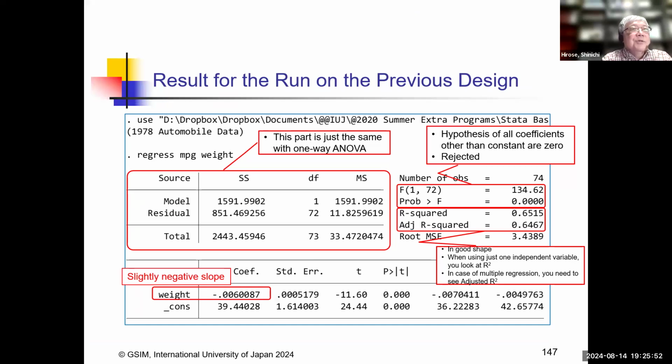Okay. So, since you got it right, I'll go ahead. This part, the sum of square, degree of freedom, and the mean square, is just the same as the one-way ANOVA output. And here we have the hypothesis that all coefficients other than the constant are zero. And since the significance is 0.00, the null hypothesis was rejected, and we can confirm that the coefficients are not zero. And I believe you are pretty much familiar with R squared.